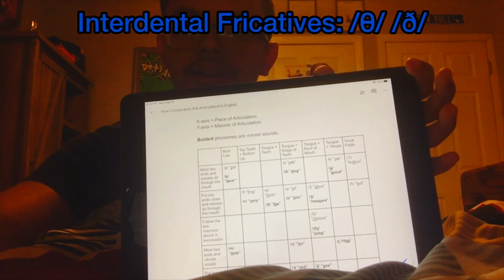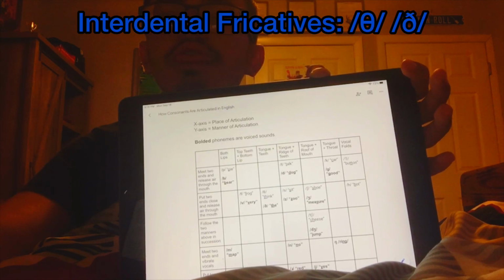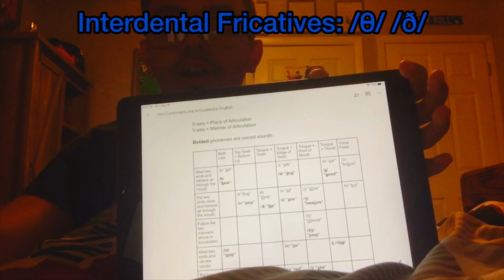For the next pair, you put your tongue in between your teeth and breathe out through that gap. They're both spelled with TH, but the difference is that it's unvoiced in the word think and voiced in the word the.